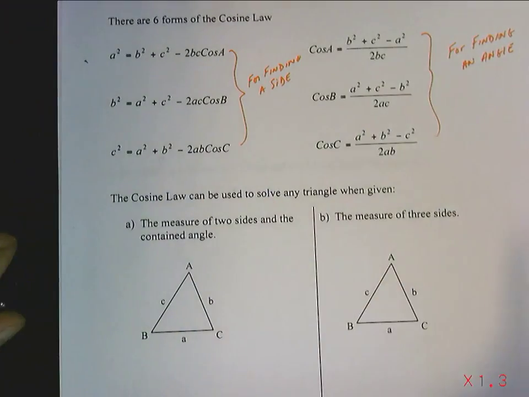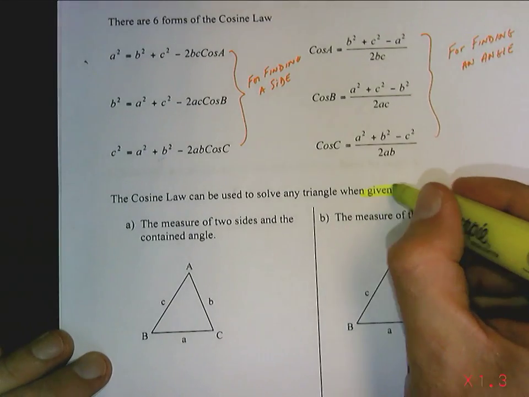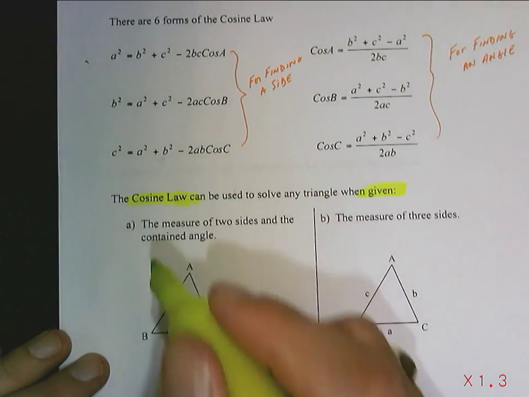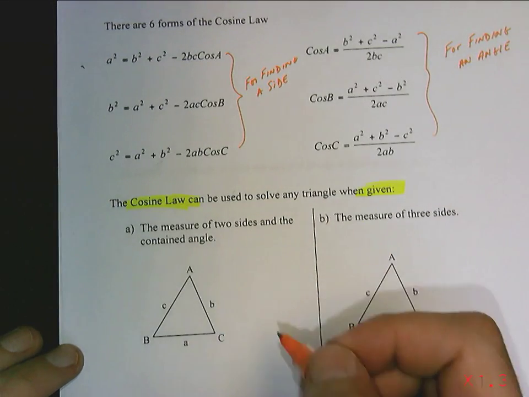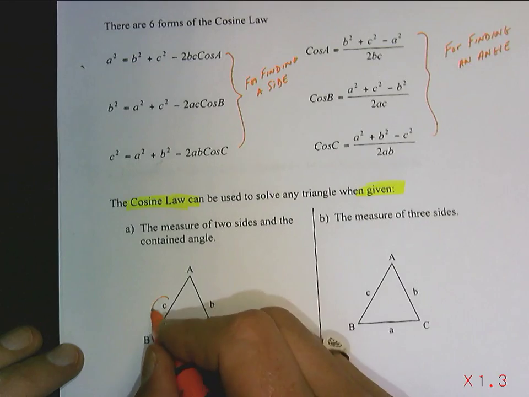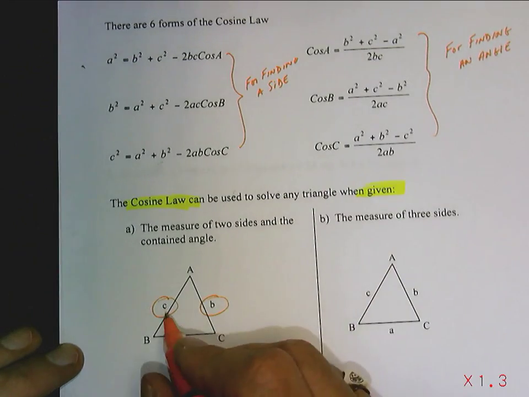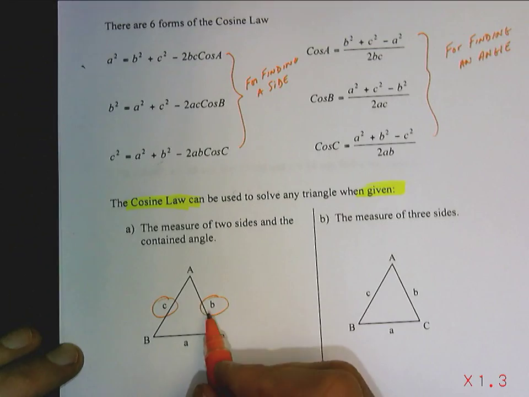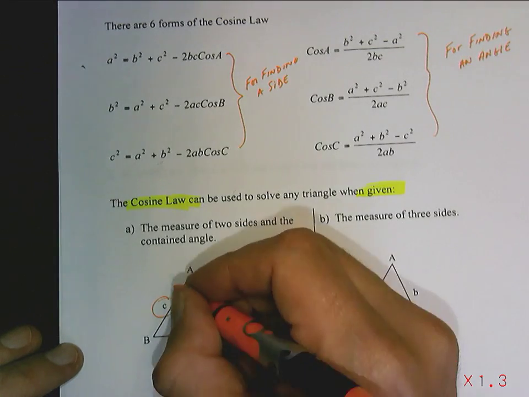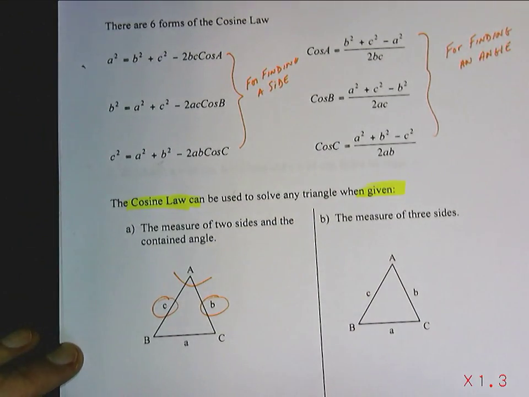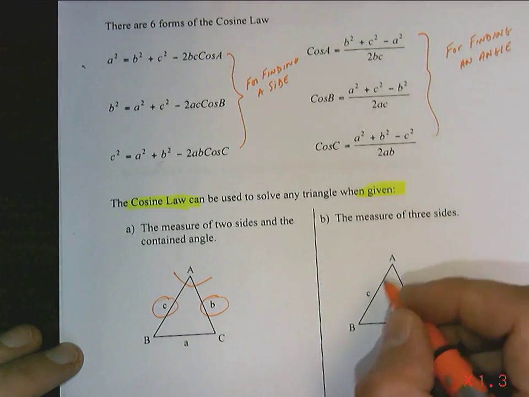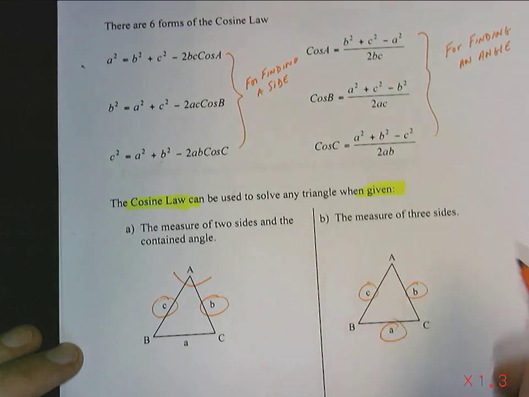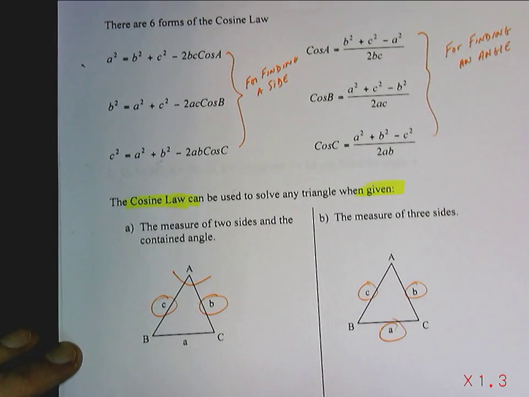We can use the cosine law to solve a triangle when you're given the following things: the measure of 2 sides and the contained angle. So let's just pick 2 sides, let's say c and b. The contained angle will be the angle that's between those 2 sides, so that will be the contained angle. We can also use the cosine law when you're given the measure of 3 sides and no angle. So the cosine law will work for that as well.